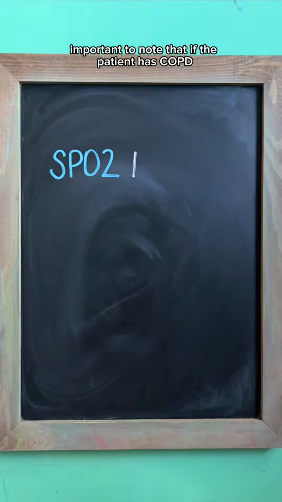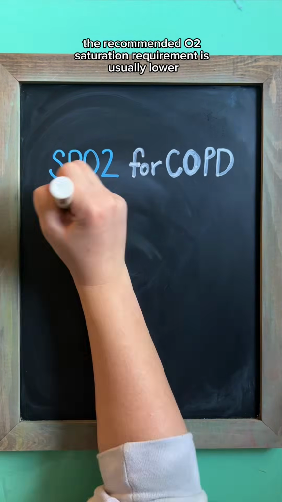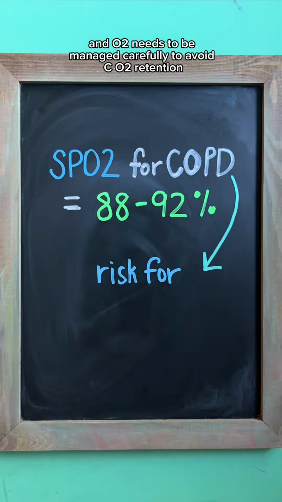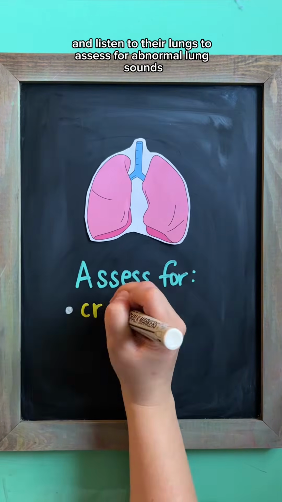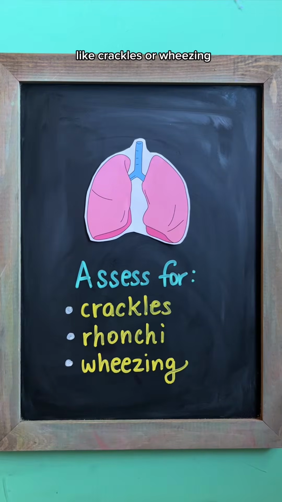Important to note that if the patient has COPD, the recommended O2 saturation requirement is usually lower, and O2 needs to be managed carefully to avoid CO2 retention. Then listen to their lungs to assess for abnormal lung sounds like crackles or wheezing.